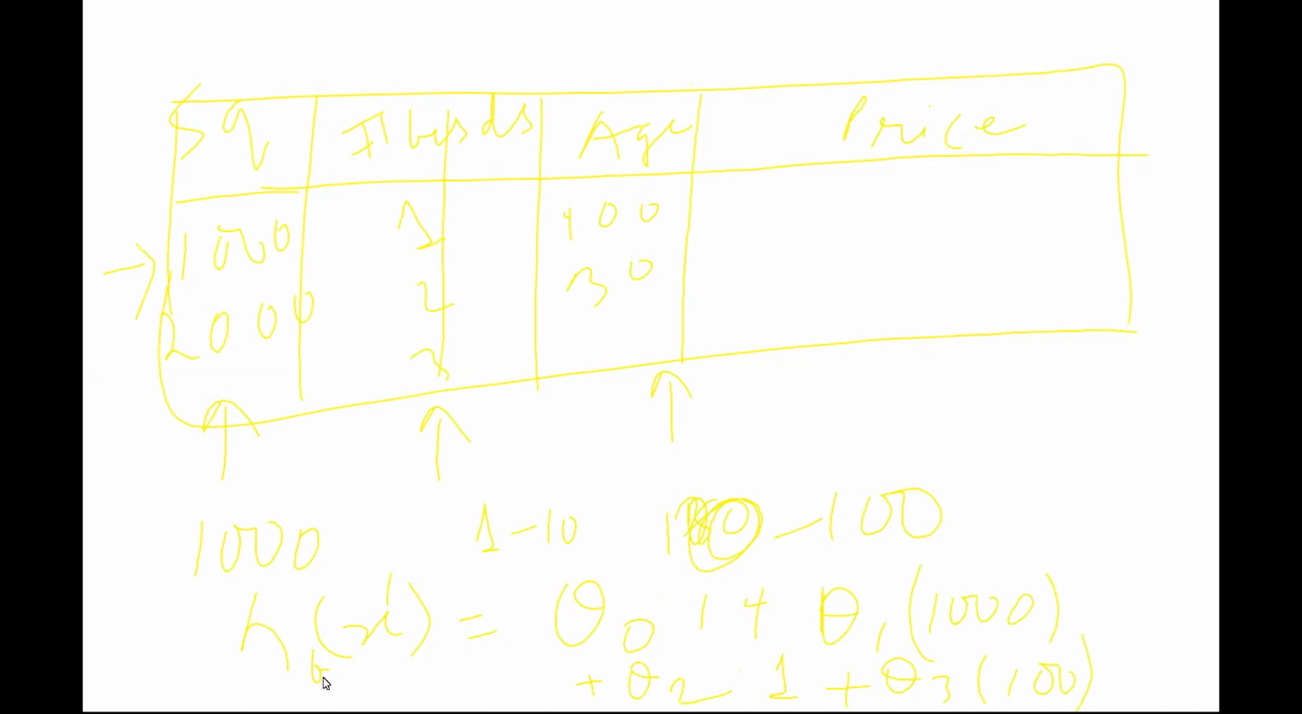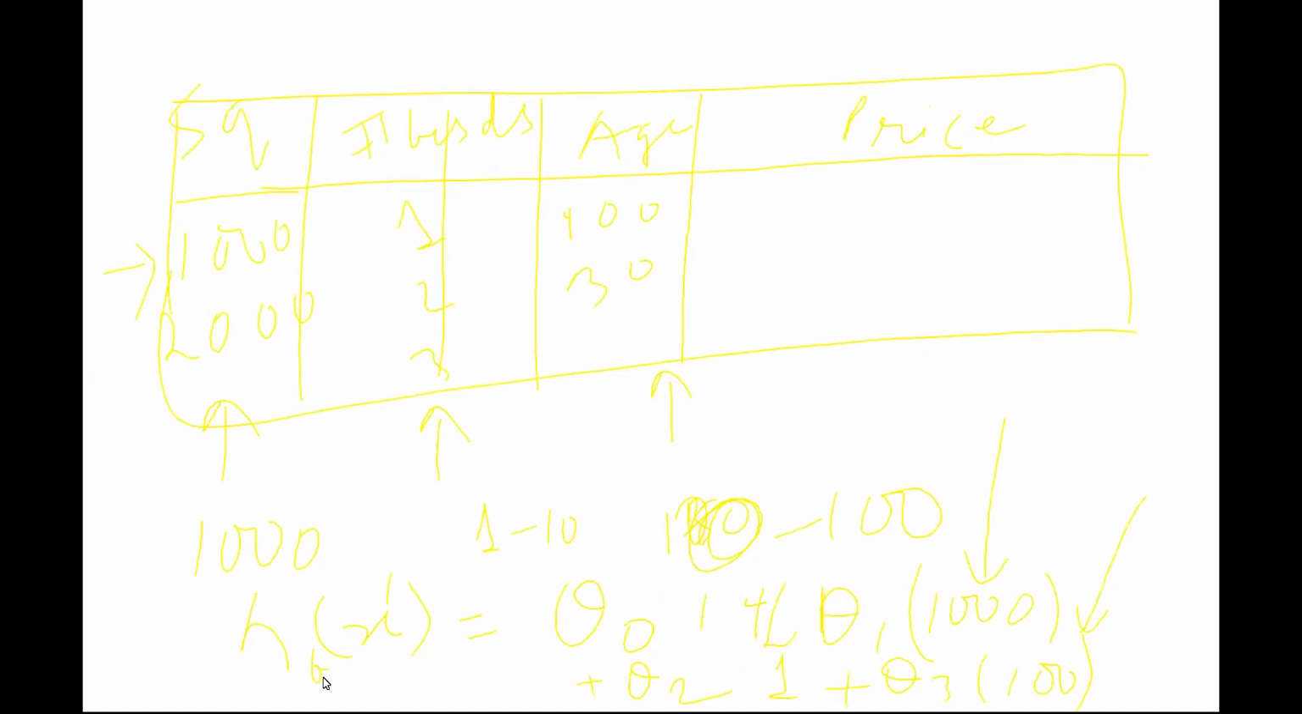So the problem is that this feature is in thousands, this one is in hundreds, and this one is in single digits. If I'm plotting, just assume if you change theta naught by a small value, this change will be large.